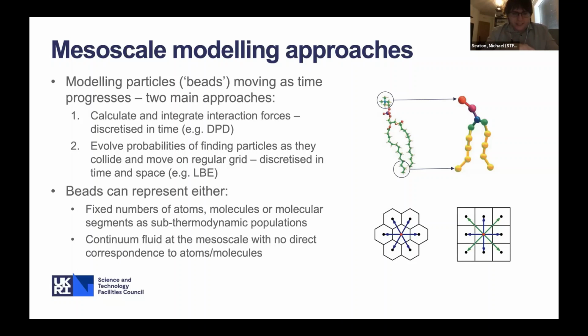In that particular approach, there doesn't have to be a direct correspondence to the actual atoms or molecules that you're modeling. So that approach could be used for modeling, say, a solvent in some kind of mixture, where we're just considering the solvent as some big mass of liquid.